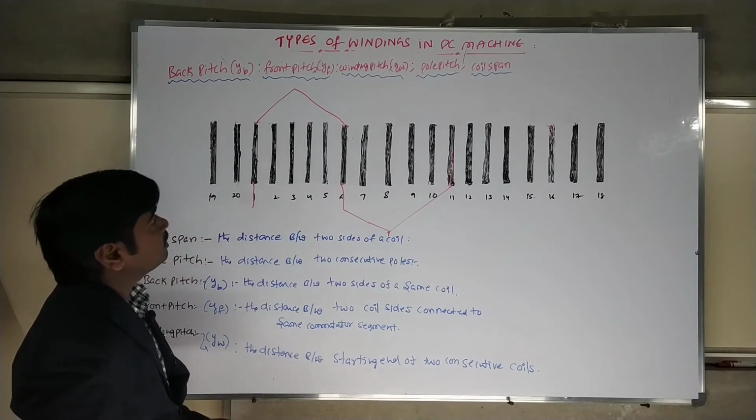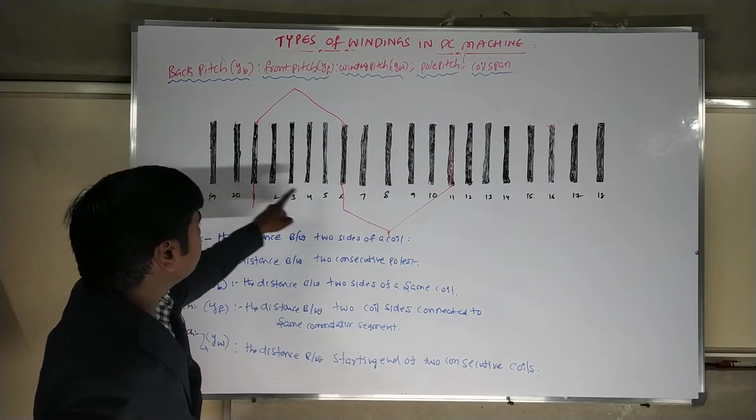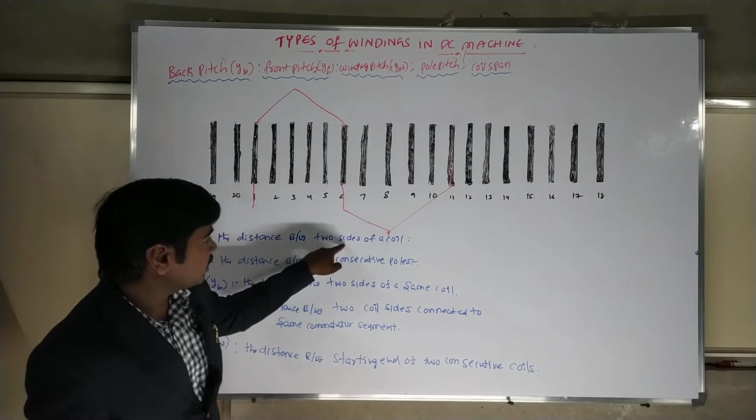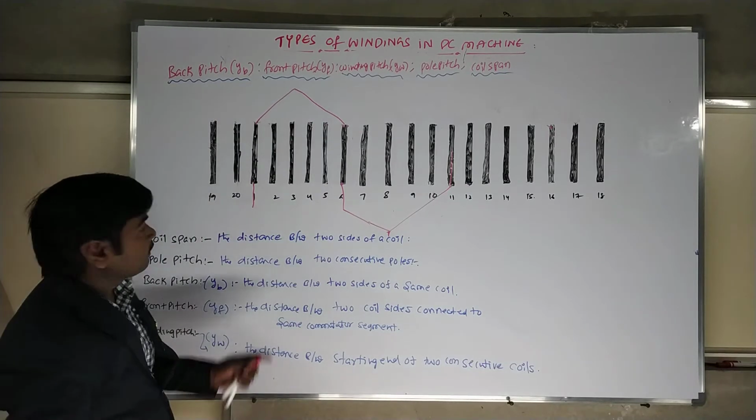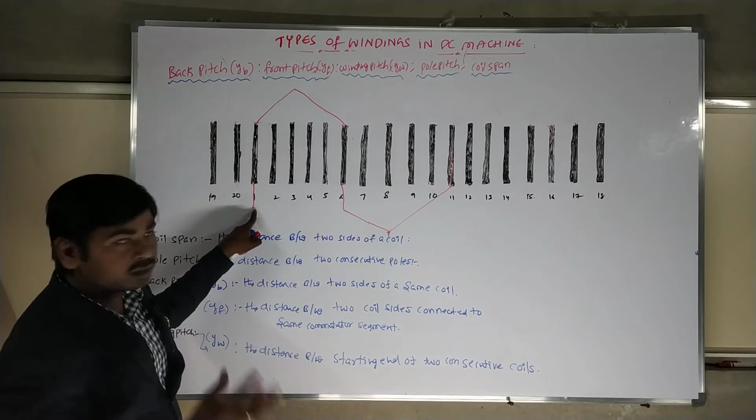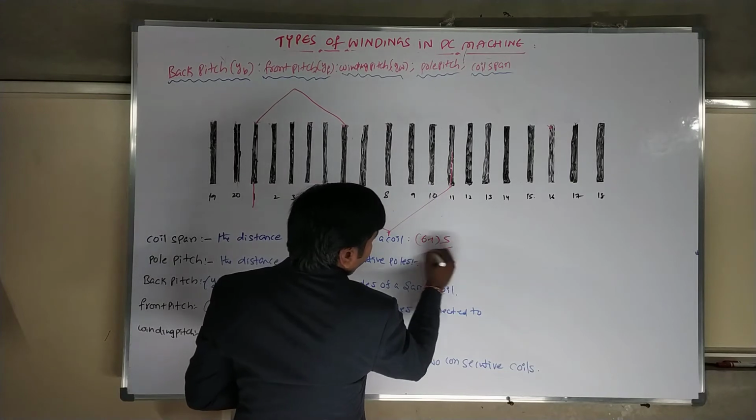Let us see first the coil span. The coil span is nothing but here to here, the distance between the two sides of a coil. This is one coil. In one coil, how much distance will there be between the two sides? 6 minus 1, how much is it? 5.